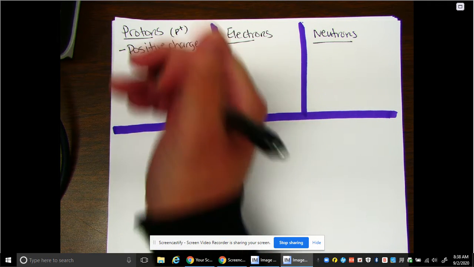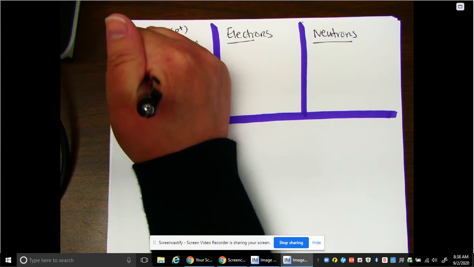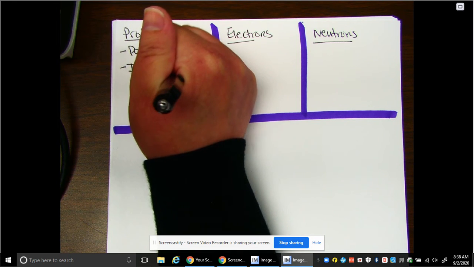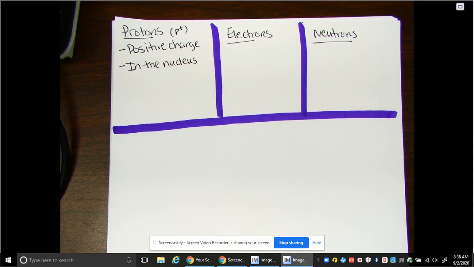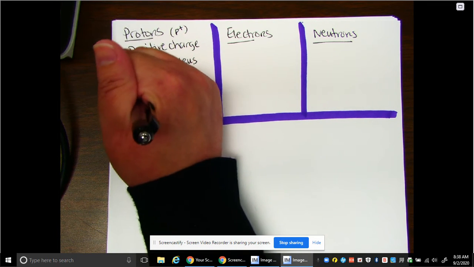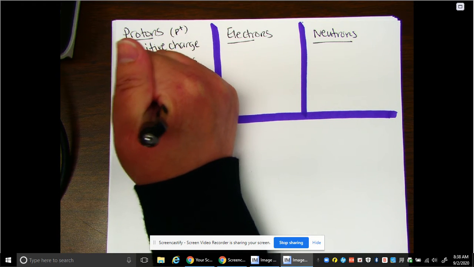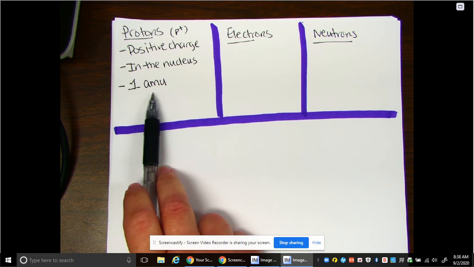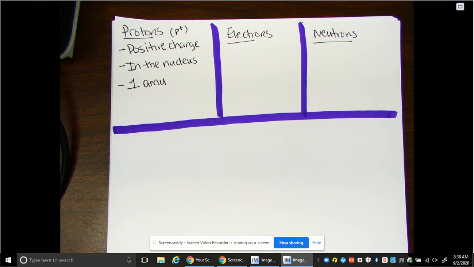They're found in the nucleus, as I mentioned at the bottom. They have a mass of 1 AMU. We haven't really talked about the mass. A mass of 1 AMU, atomic mass unit. That was one of your vocabulary words this week. And 1 may not sound like a lot, but 1 is very, very big in atomic terms. Okay? 1 AMU. So every proton counts as 1.